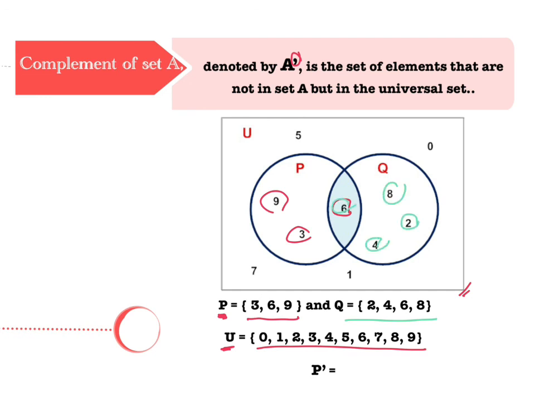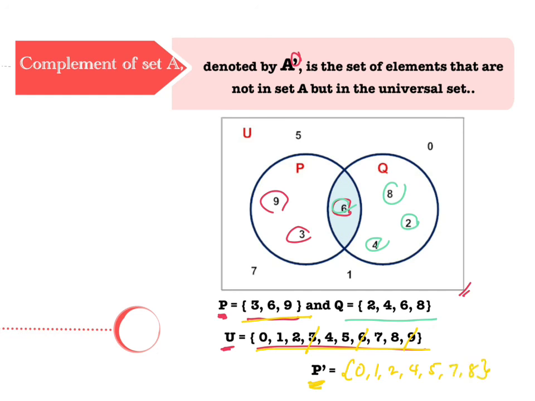So yung pagkuha ng complement ng set P is to look at the elements na wala sa P pero nandun sa universal set. Okay? Therefore, eliminate lang natin kung ano ang nasa P, and then kung ano yung natira na elements sa universal set, yan ang complement ng P. Okay? So we have 3, 6, and 9. So the complement of P is the set 0, 1, 2, 4, 5, 7, and 8.